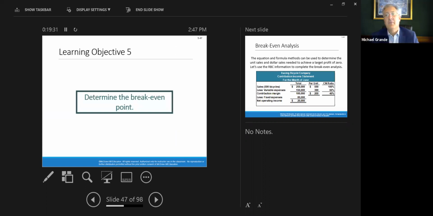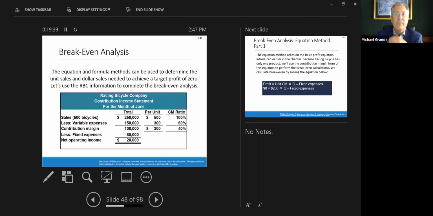Determine the break-even point. Now, again, we want to focus on the formula method and not the equation method. The equation and formula methods can be used to determine the unit sales and dollar sales needed to achieve a target profit of 0. That's what break-even point is, target profit of 0. Let's use the RBC information to complete the break-even point. As I mentioned earlier, we can look at the contribution format income statement: total dollars, per unit basis, and a percentage. Please note that the sales number is always the 100% number.